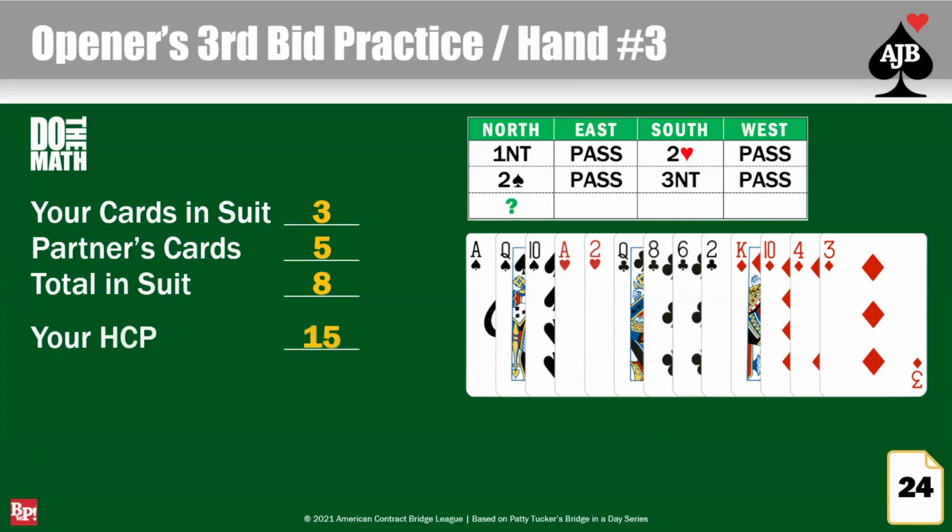Our high card points are 15. We know partner has 10 or more. We don't really have to know how many. We just know we're going to be in game somewhere, right?